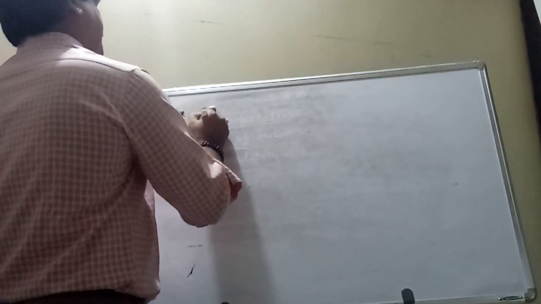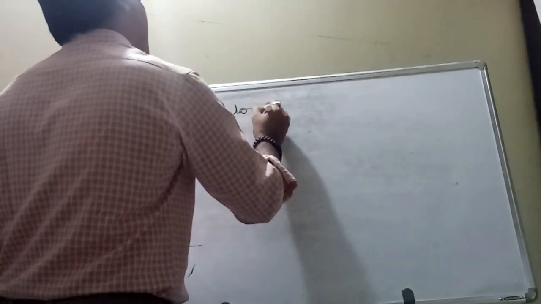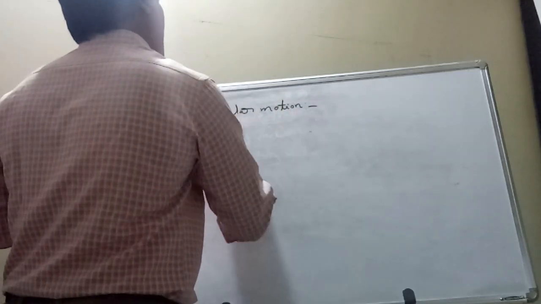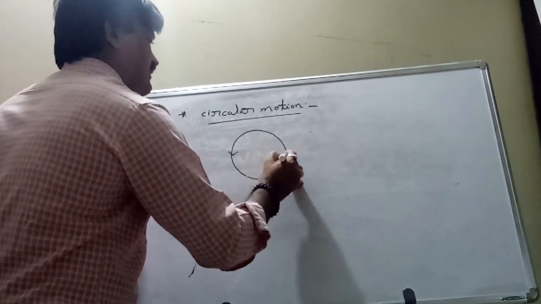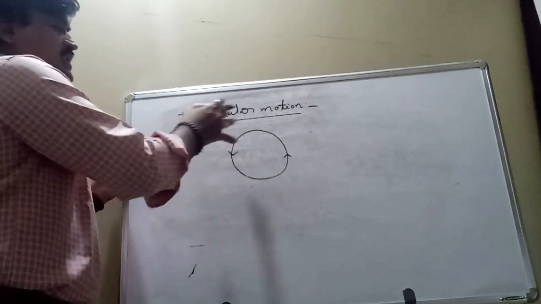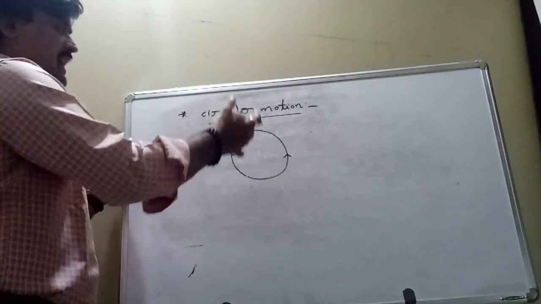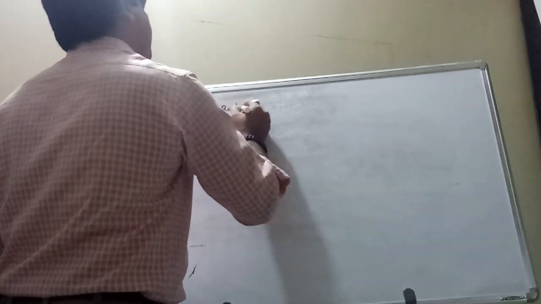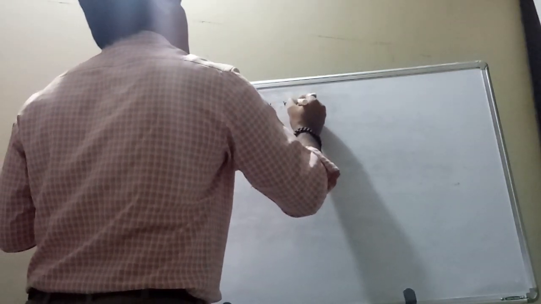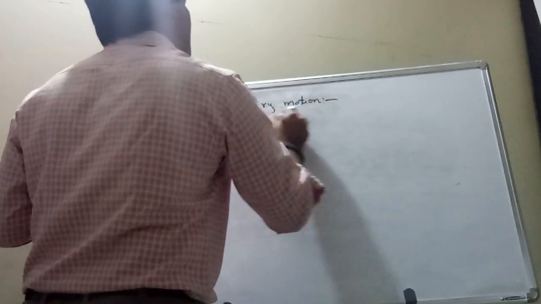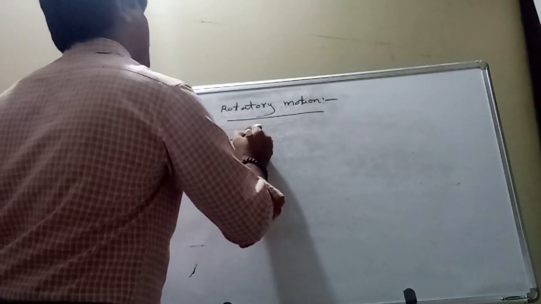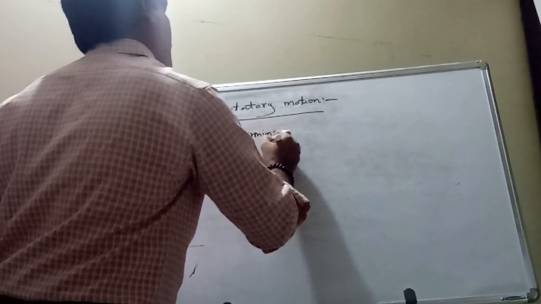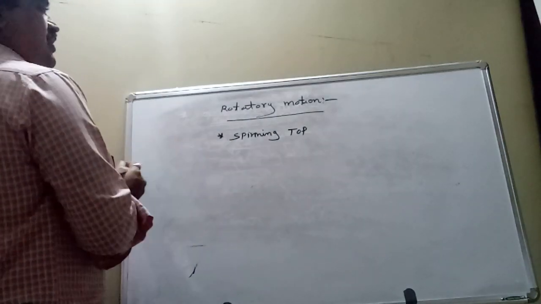Next, circular motion. The motion of a body along the circumference of a circle is called circular motion. Here, artificial satellites around the earth at a certain height are an example of circular motion. Next, rotatory motion. Rotatory motion is the motion of a body about a fixed axis. That is called rotatory motion. Spinning top is also rotatory motion.